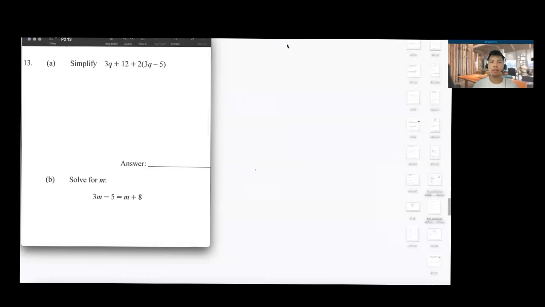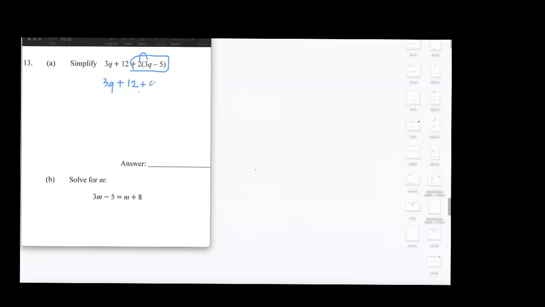Okay, simplify simply means you combine the like terms. So the first thing you have to do is to solve for those that have a grouping symbol like this. So 3q, I'm just rewriting 3q plus 12. And then we will focus on this one. Do you know how to solve this? So you have to distribute 2. You have to multiply that by the 3q. So now you'll have 6q.